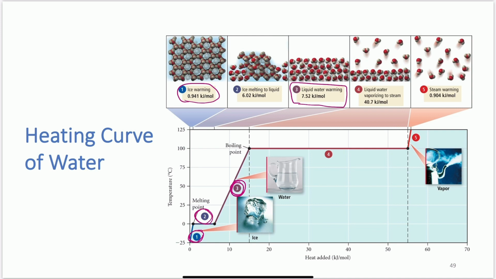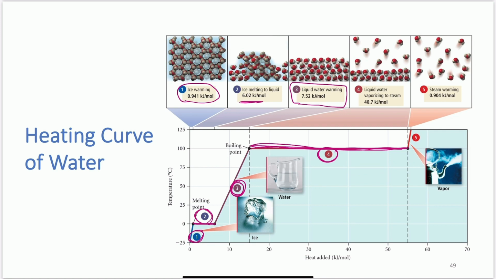Number 4, I'm going to undergo a phase change again. The liquid water being vaporized to steam. This takes 40.7 kilojoules per mole, an exorbitant amount compared to bringing ice to a liquid. And we see here, drawn to scale, the amount of heat added. So a little bit added to melt it, but a large amount is being added to vaporize this liquid.